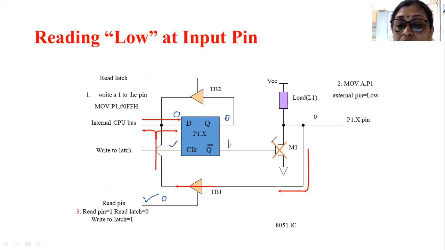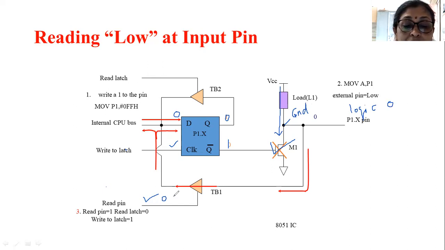When Q bar becomes 1, this particular MOSFET is turned on, and when it is turned on, the current flows from the load to the device, that is the MOSFET, and this point will be at ground potential. As it is at ground potential, the port pin P1.X will be at logic 0 condition, and logic 0 is written over pin P1.X.